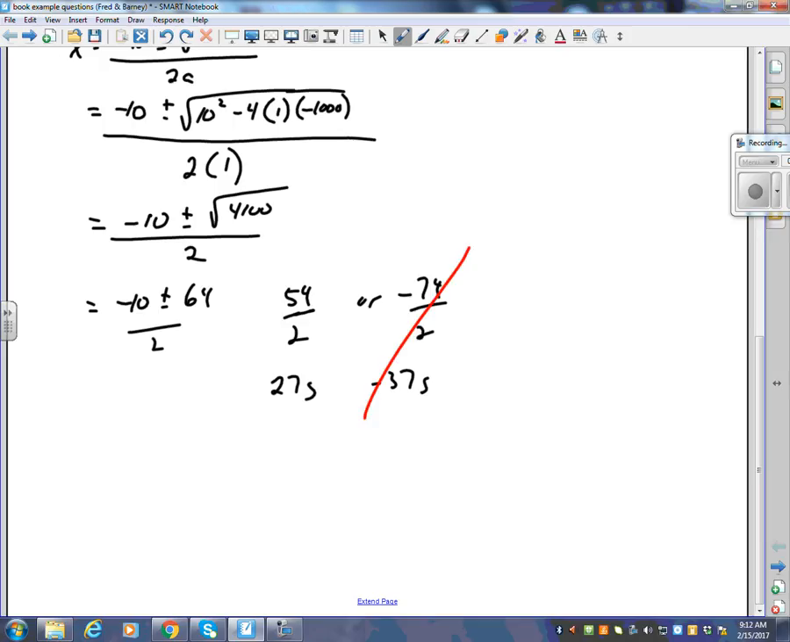So our answer is 27 seconds, which seems like a lot, doesn't it? But remember, Barney's only going like 10 meters per second. It's not going very fast. It's like 36 kilometers an hour.